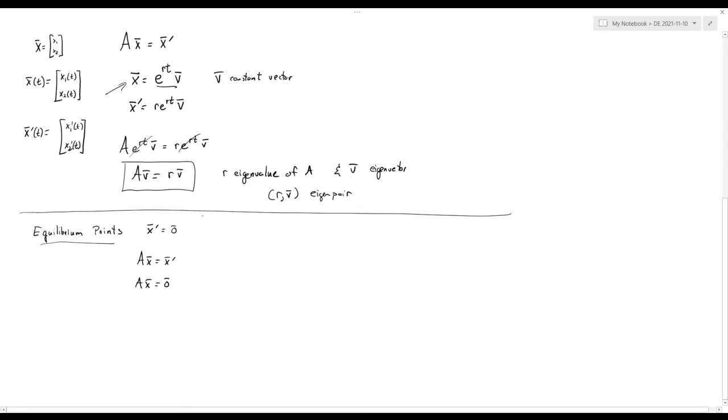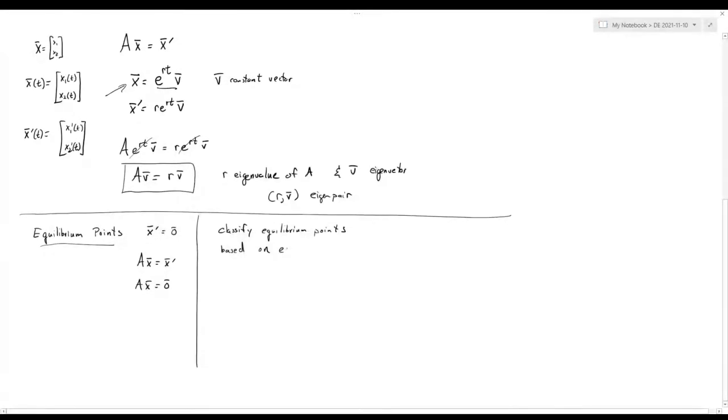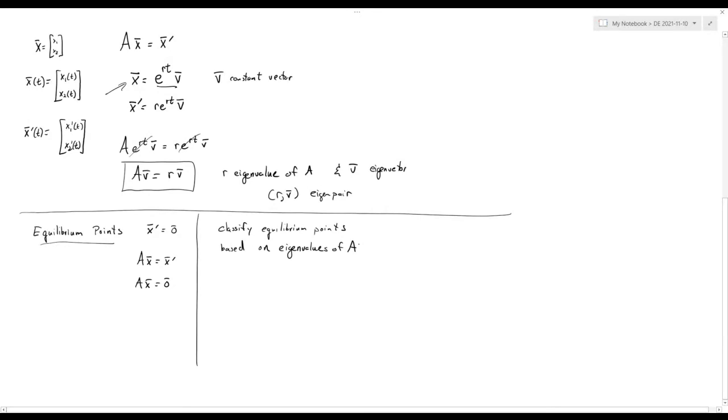Right, and then we're going to classify those equilibrium points, and that's going to be based on the eigenvalues of matrix A. Now we're just going to be working with two first-order equations, two functions, so a square 2 by 2 system, if you will. So we're just going to have two eigenvalues for a 2 by 2 matrix, correct? And so the classification of the equilibrium points is going to be based on those two eigenvalues of our 2 by 2 matrix.